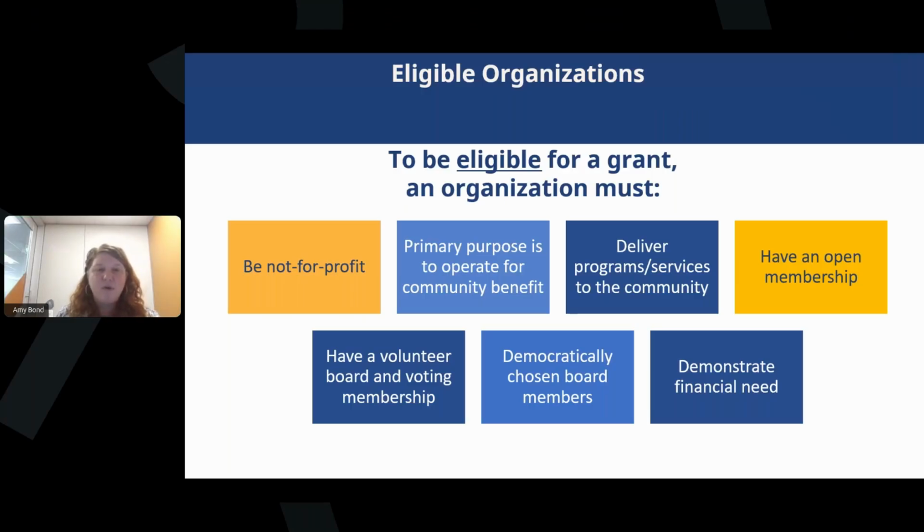Primary purpose, what we're looking for is that you operate for community benefit. So they'll look at your constitution or similar document for purposes. Organizations must deliver programs or services in their community. They must have an open membership, reasonably open.